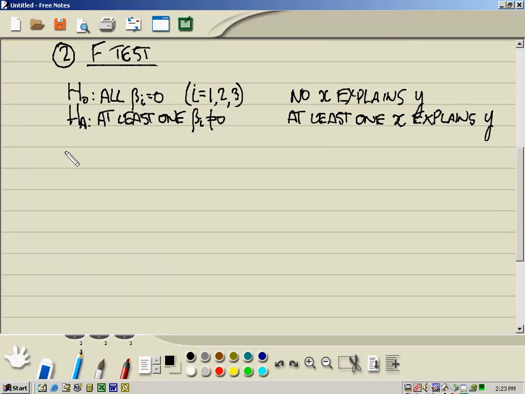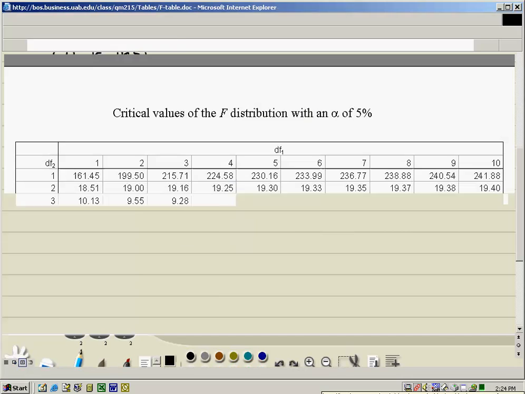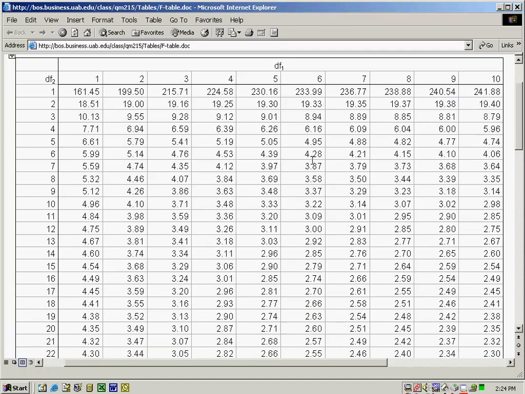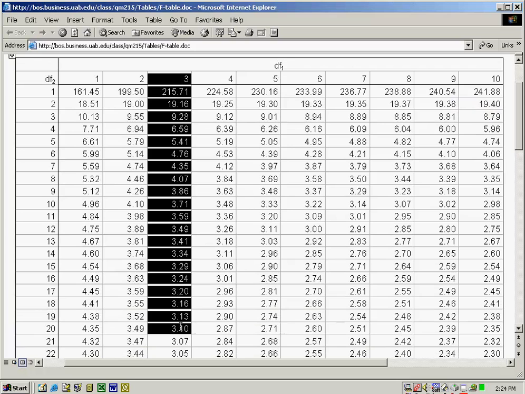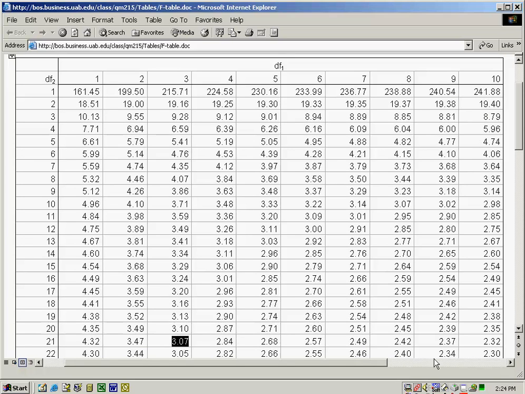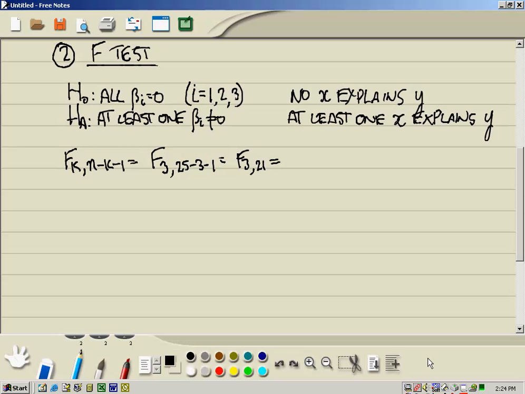Next step is to concern ourselves with the degrees of freedom so we can get our critical value. It's an F with k and n minus k minus 1 degrees of freedom, where k is the number of x variables in the regression. There are 3 of them in this regression. N is 25, so 25 minus 3 minus 1, and that's an F with 3 and 21 degrees of freedom. Going to our tables, 3 in the numerator column and 21 in the denominator degrees of freedom, our critical value is 3.07.